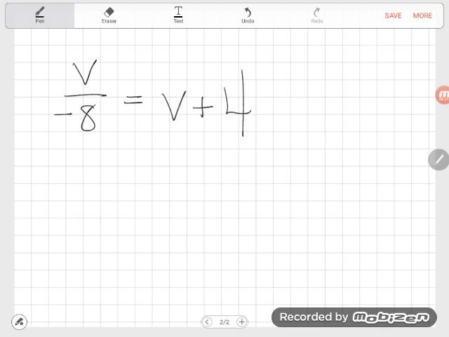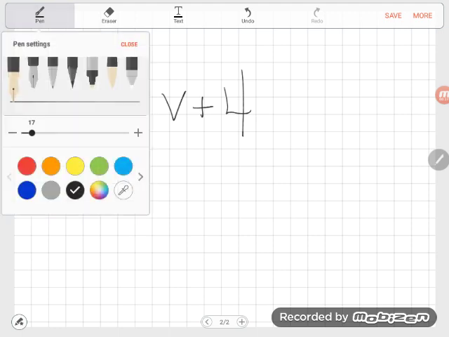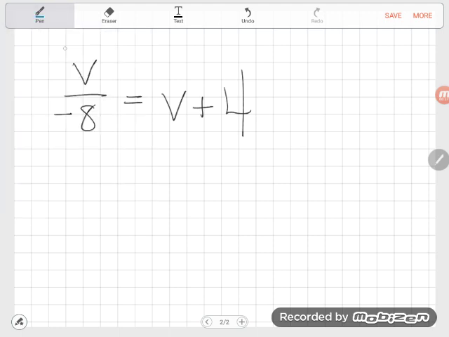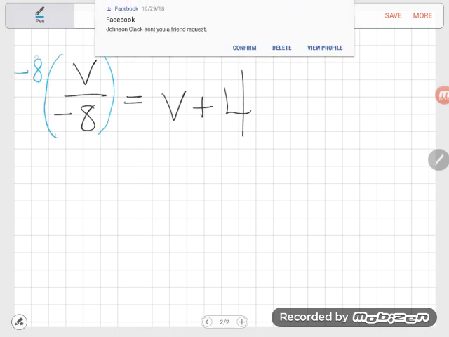But I'm going to go ahead and start in this example by getting rid of that fraction. I do not like that fraction. So here's what I know. I know that if v is over -8, that means the same as v divided by -8. And I can get rid of division by doing the opposite. The opposite of division is multiplication. So I'll multiply the left-hand side of my equation by -8.